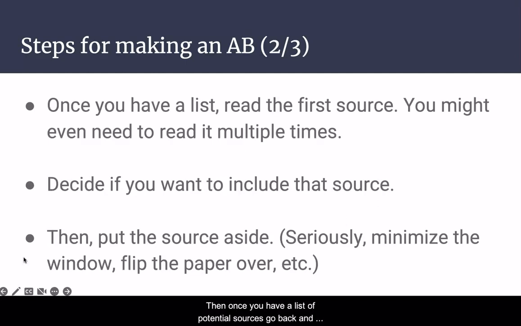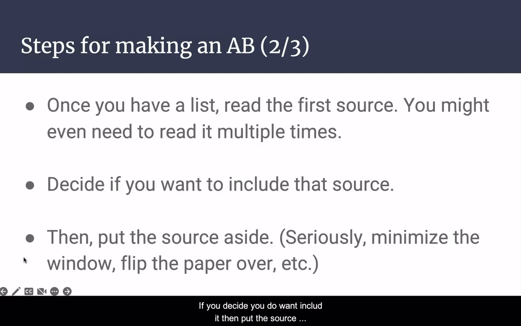Then once you have a list of potential sources, go back and start reading. So start with the first one. You might even need to read it multiple times. That's a key of writing an annotation: you have to understand the source. So do what you have to do to make sure you thoroughly understand the source.